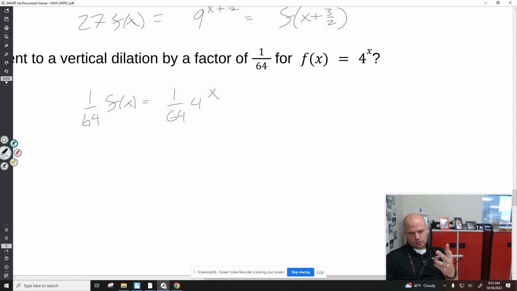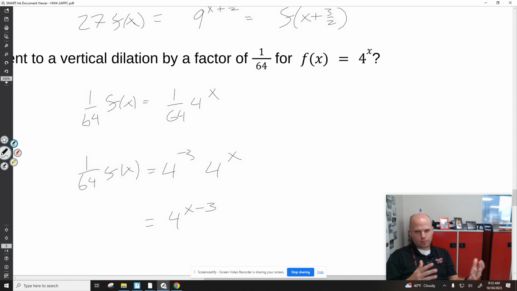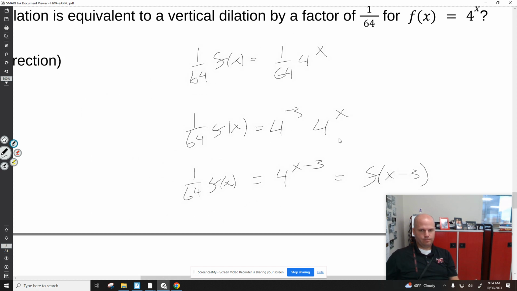4, 16, 64. 4 cubed is 64. 4 to the negative third is 1/64th. So 1/64th f of x is the same as 4 to the negative third times 4 to the x, which is the same as 4 to the x minus 3. Use your product properties, multiplying, add, which means a vertical dilation of 1/64th for 4 to the x is equivalent to a horizontal translation right 3.